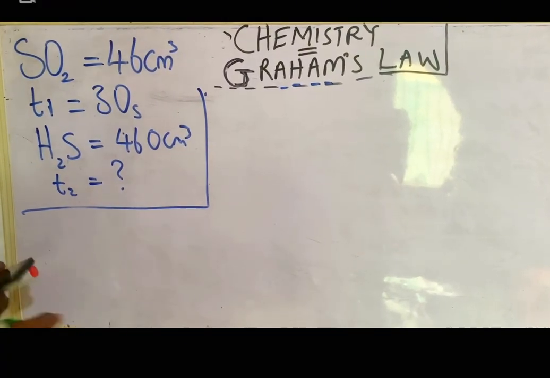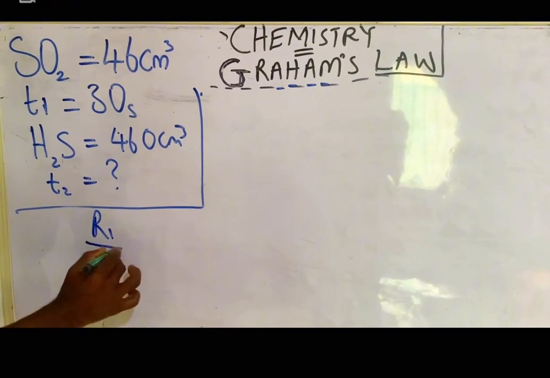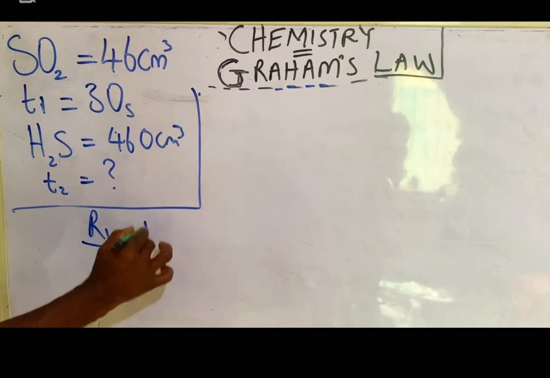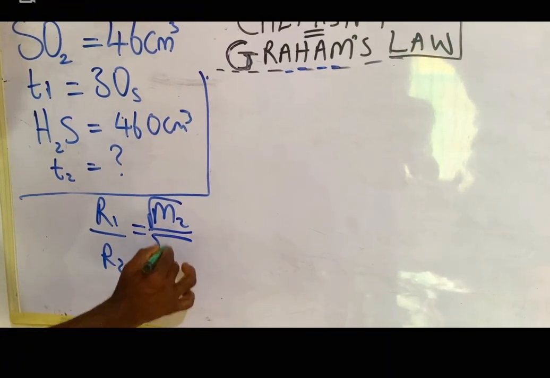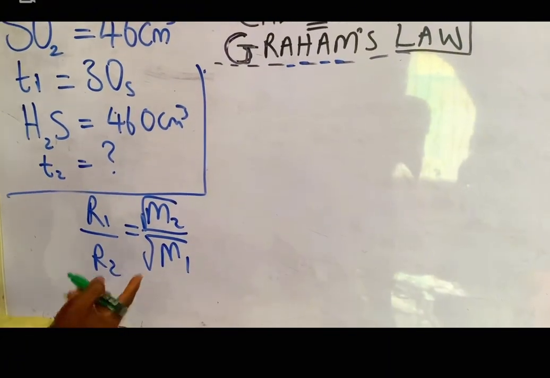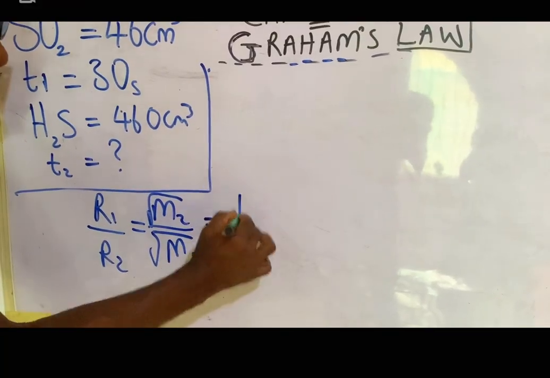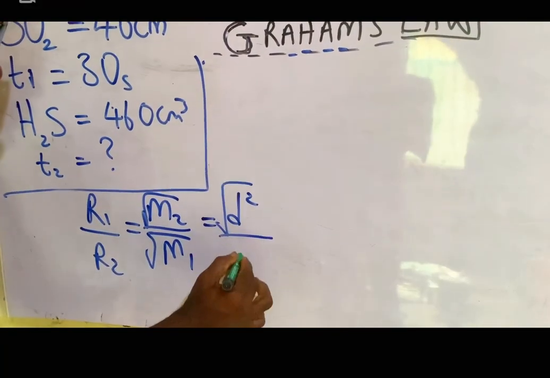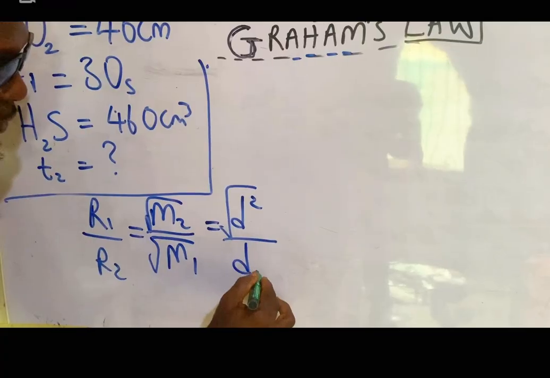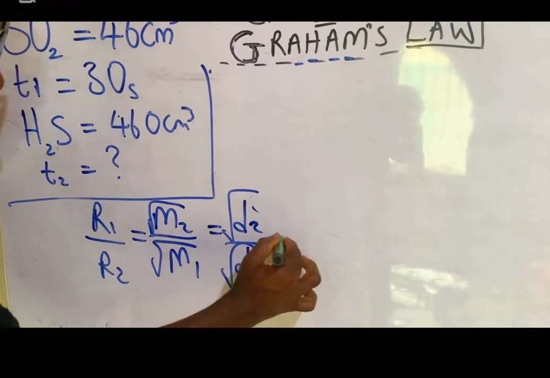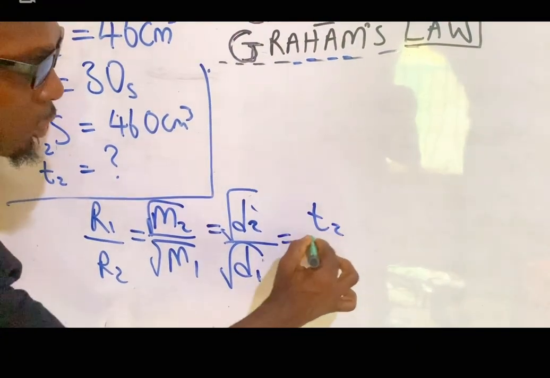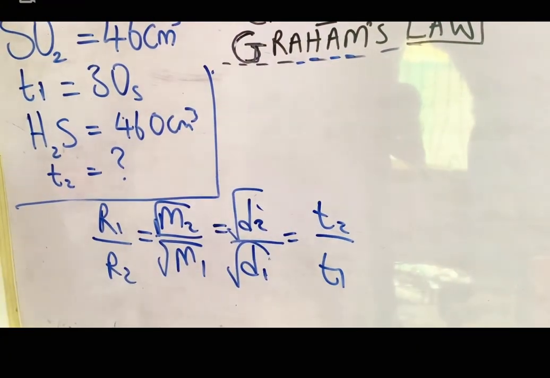And then we go with our formula. R1 over R2 equals the square root of M2 over the square root of M1. Don't forget this formula, very, very important. Also equal to D squared over D2, D1. Also equal to what? T2 over T1. So put this in your head.